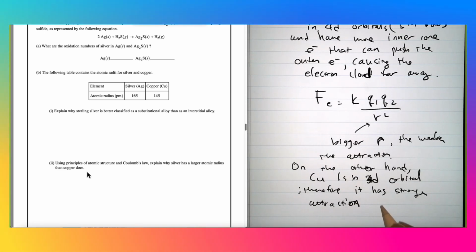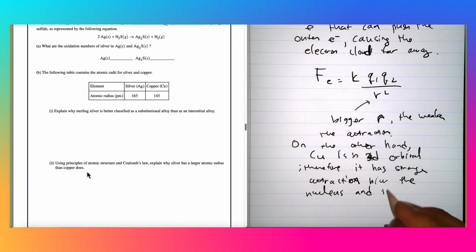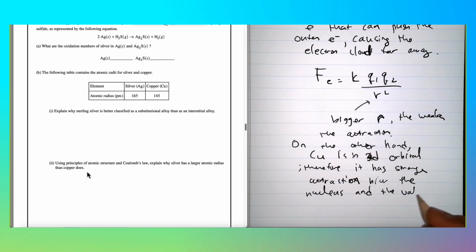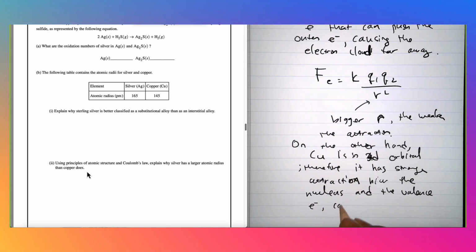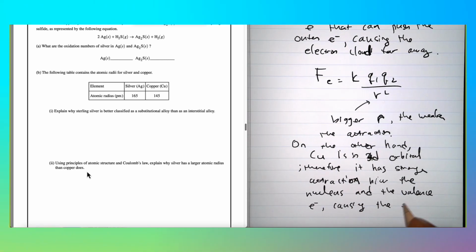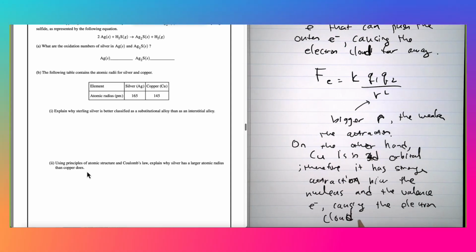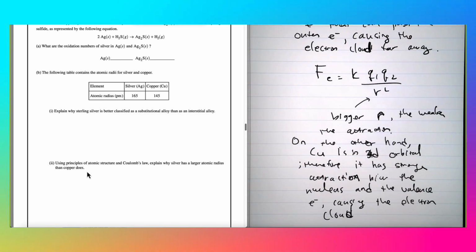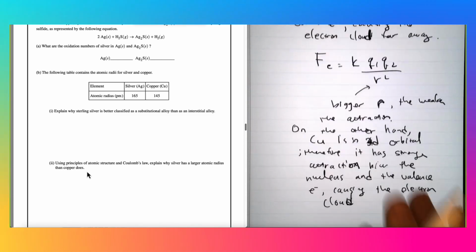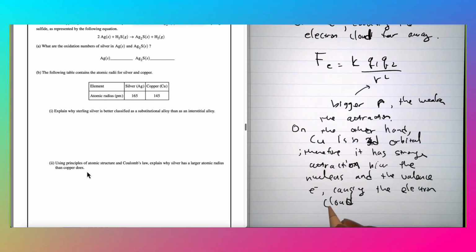Stronger attraction between the nucleus and the valence electron, causing the electron cloud to look smaller. I don't think you need to describe this far, but I'm just trying to give you guys more sense than what College Board provides in the answer. So, causing the electron cloud to be smaller, or relatively smaller, compared to what?